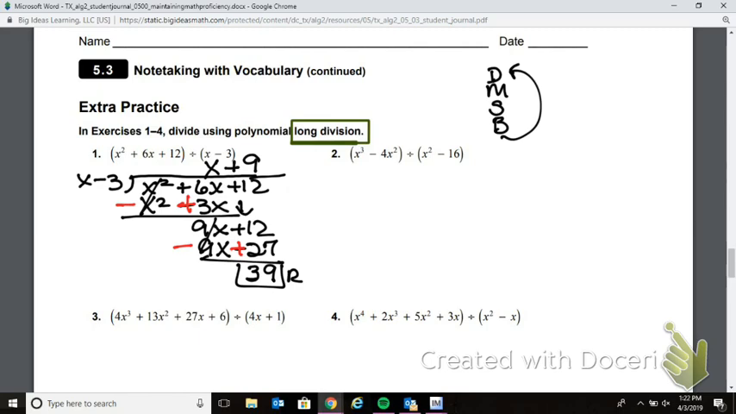Okay, so our quotient is x plus 9, and then we'll put plus 39 in the top of the fraction, and then our divisor is x minus 3. So this whole thing is your answer right here.